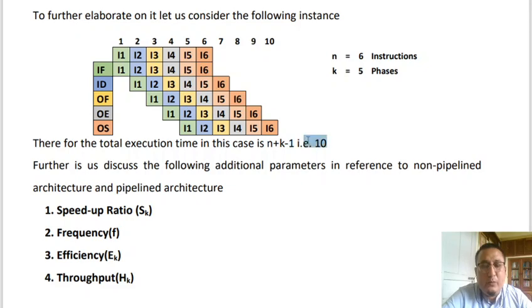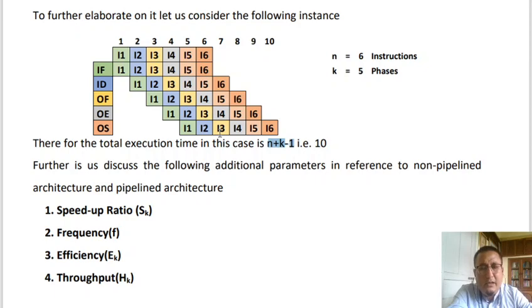This is the way we determine the total amount of time required for executing a set of instructions in a pipelined architecture. In case of non-pipelined architecture, it was n into Tn, where n is the number of instructions and Tn is the time required for executing an instruction. Whereas in case of pipelined architecture, it will be n plus k minus 1, where n is the number of instructions and k is the number of phases. So this is the relation that we have.